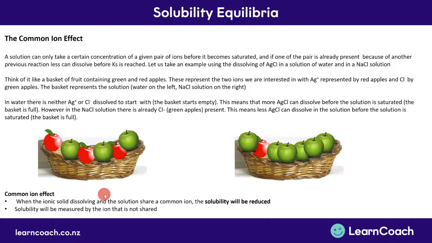The common ion effect is when the ionic solid dissolving and the solution share a common ion, and the solubility will be reduced. Another important point about the common ion effect is you measure solubility by the not shared ion. And you might be wondering what I mean by that? Well, if you calculated the solubility of AgCl by counting the concentration of Cl's, you're going to say lots of AgCl dissolved. But that's not true. Lots of NaCl dissolved, and a tiny bit of AgCl dissolved. So to calculate the concentration of AgCl that's dissolved, you have to measure the ion that's not shared, the Ag. And the concentration of the Ag will tell you the solubility of AgCl.